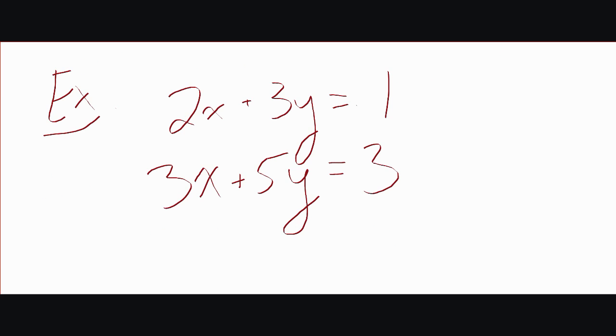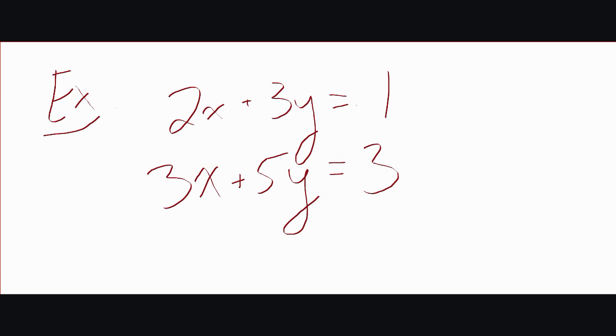2x plus 3y is equal to 1 and 3x plus 5y is equal to 3. So we have two equations in this system. And the elimination method, remember, tells us to combine the equations together, right? Combine the like terms in the hopes that one of the variables will be eliminated, leaving us with just one that we can solve for a numerical value and then plug that back in and solve for the other.